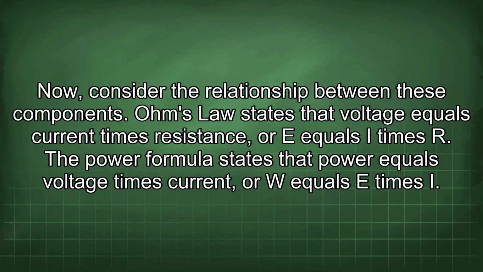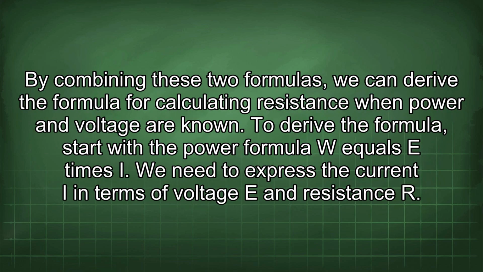Now consider the relationship between these components. Ohm's law states that voltage equals current times resistance, or E equals I times R. The power formula states that power equals voltage times current, or W equals E times I. By combining these two formulas, we can derive the formula for calculating resistance when power and voltage are known.